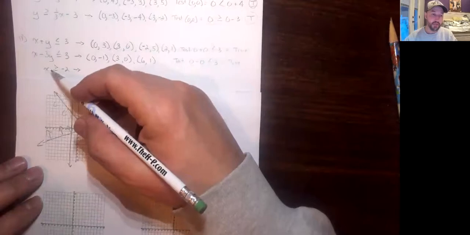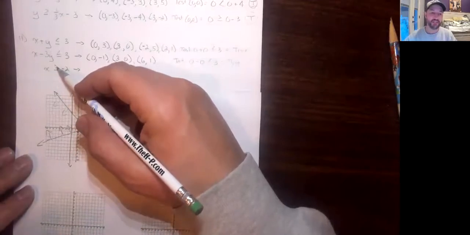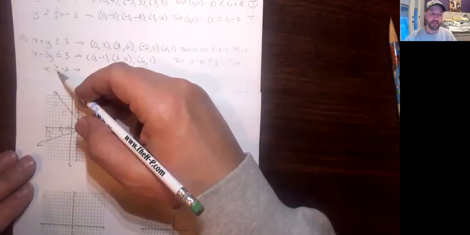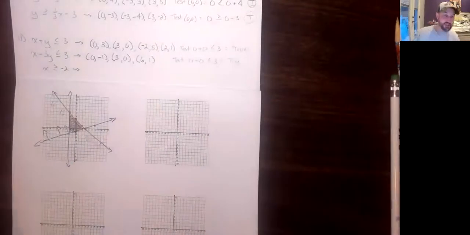This time I literally know, when you're dealing with a horizontal or vertical line, just listen to it. It says greater than or equal to. Greater than negative 2 is this way. This is bigger than negative 2. So I shade that little triangle. That is systems of linear inequalities.